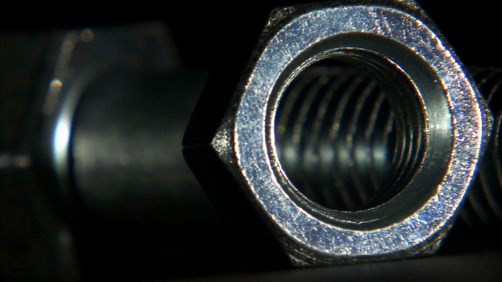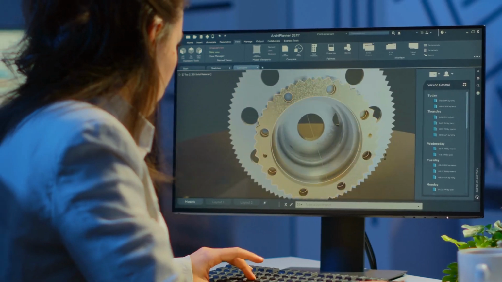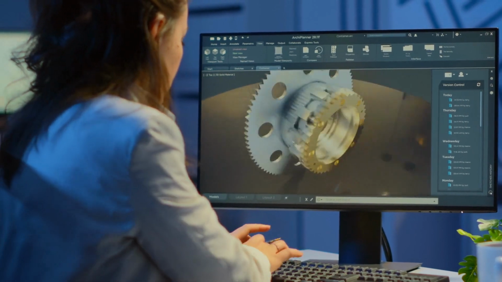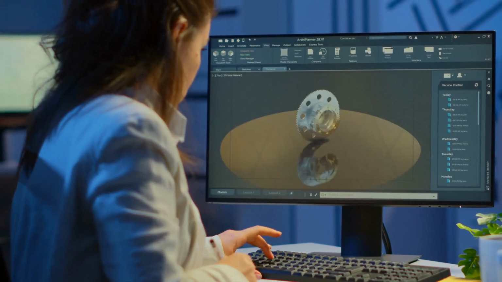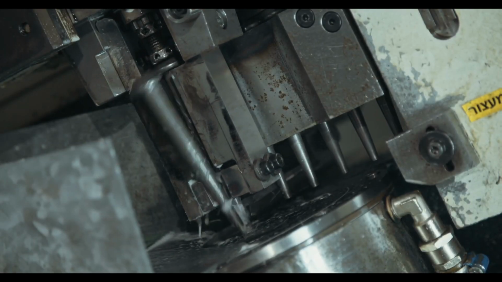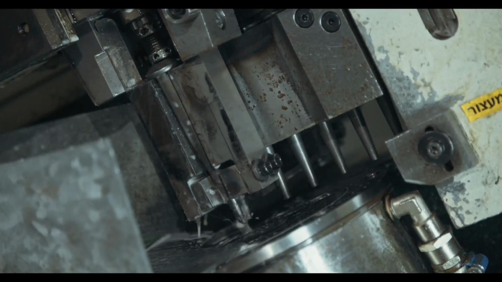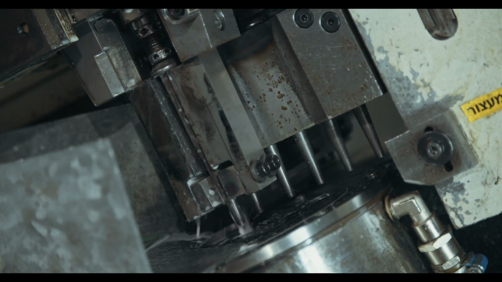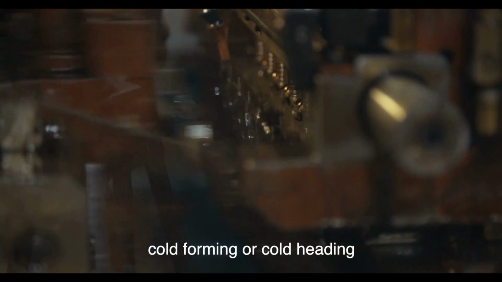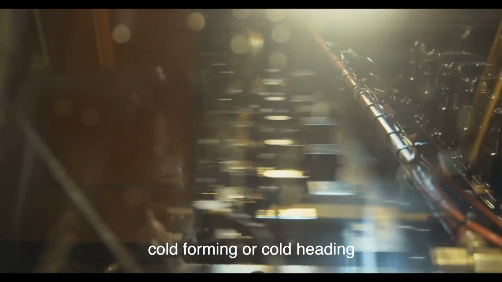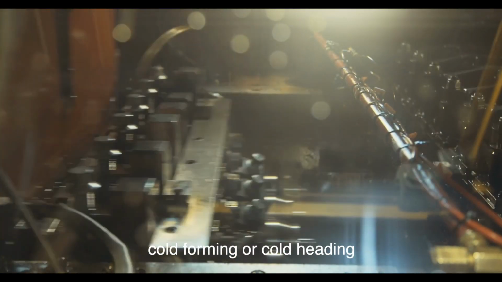In the 20th century, the advent of industrial automation and computer-aided design propelled screw manufacturing into the modern age. Today, screws are produced using a variety of cutting-edge techniques and materials. Cold forming, or cold heading, involves shaping metal wire into screw blanks using high-pressure dies, resulting in screws with exceptional strength and durability.